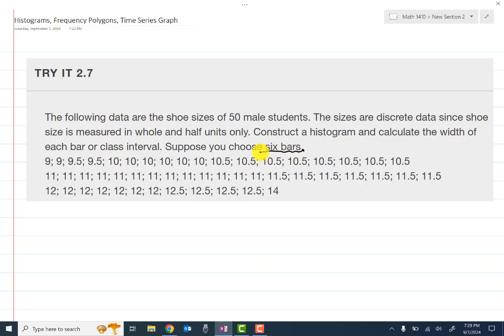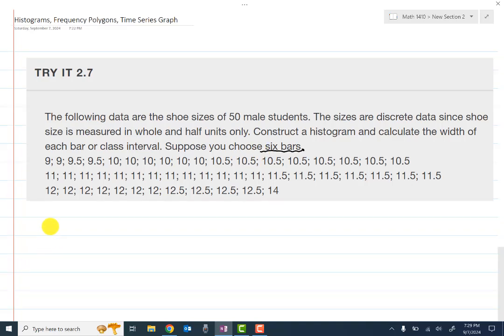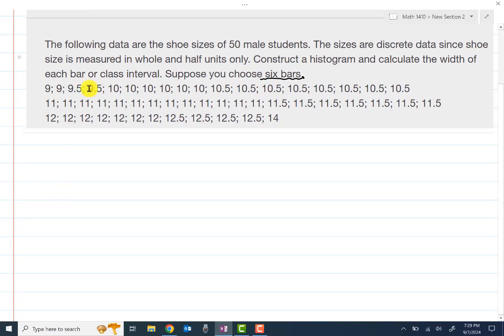So I want my histogram to have 6 bars. Each bar basically corresponds to a range of values in the data. So if you look at our data here, we go anywhere from 9 to 14. So let me first get the range of values that we have. My highest value is 14. My lowest value is 9.